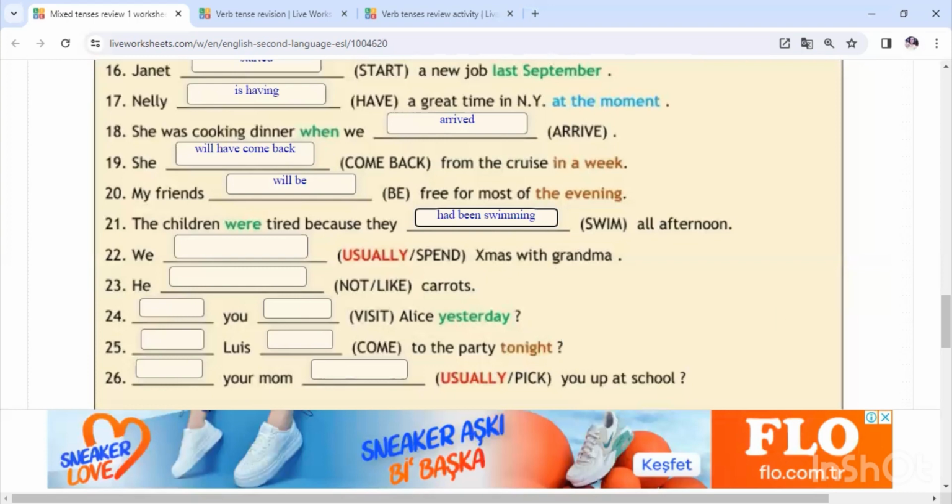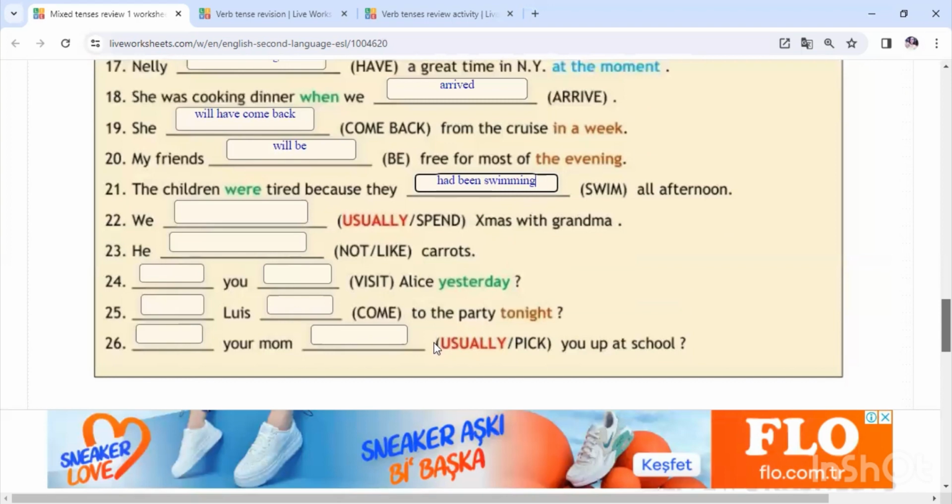Okay, Ali, it's your turn, number 22. We usually spend Xmas with grandpa. Hocam şu Xmas kelimesi Christmas sanırım değil mi? Christmas, yeah. Hocam neden ona Xmas diyorlar? This is the short form, actually. They like to make everything short. We usually spend Christmas with grandpa. Teşekkür. You translated, I guess, right?